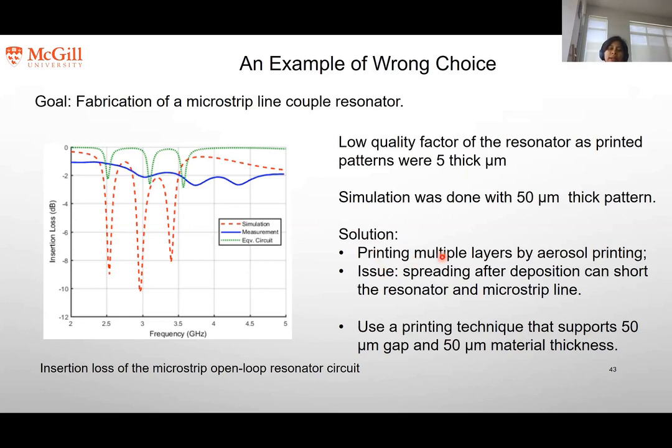One thing is we can print multiple layers by aerosol printing, but that's also not a good option because as we do more and more layers, we're going to get more and more spreading around in the gap area, which might eventually short the resonator and microstrip line. So the best solution is to choose a printing technique that can support a 50 micrometer gap and at the same time 50 micrometer material thickness. So you can see how important it is to choose the right printing process.